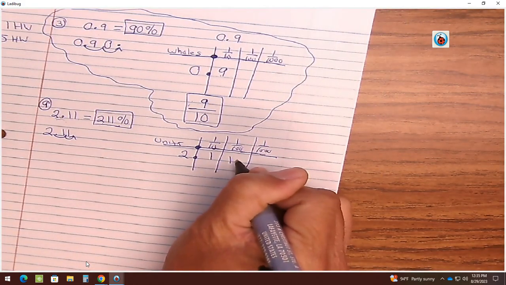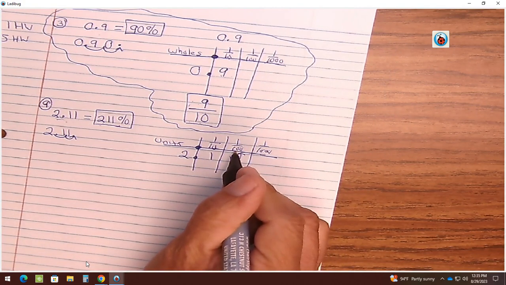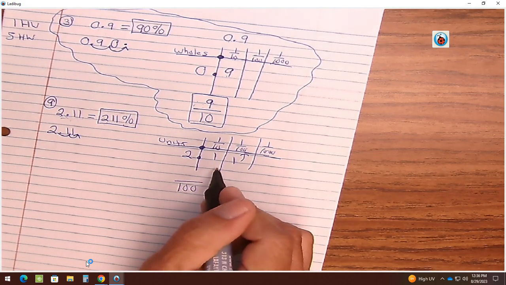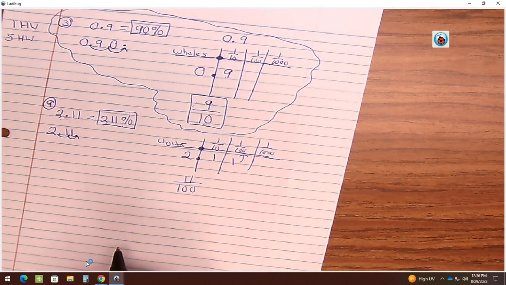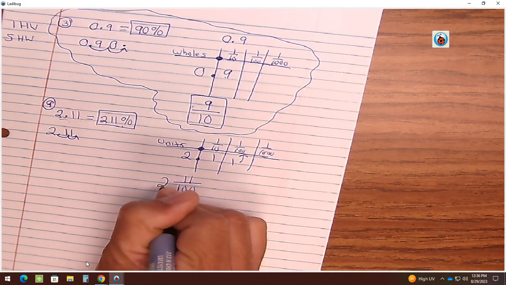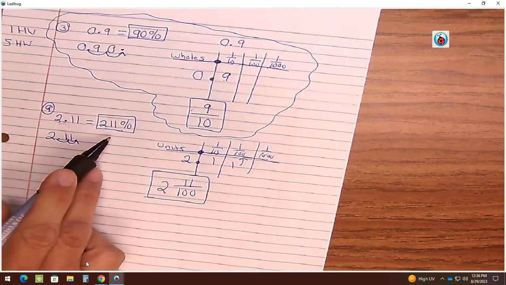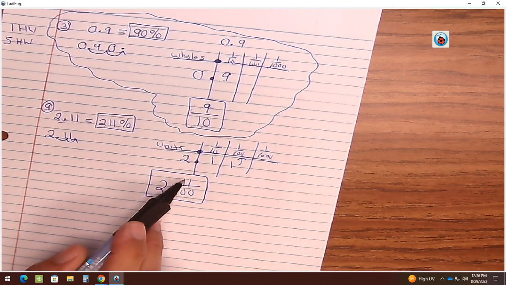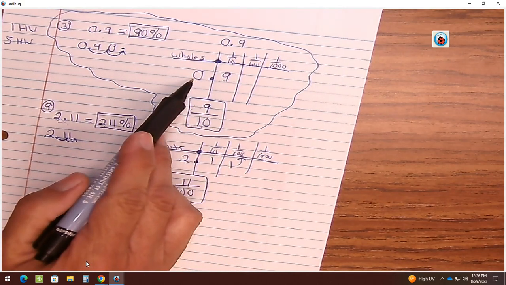Now since the 11 stopped in the 100, se terminó aquí en el centésimos. Vamos a poner rápido abajo 100. El número es 11, so arriba va 11. Now, since these two are units, they're whole numbers, esos van enfrente. And there's your fraction. So there's your percent, 211%, and here's your mixed number, basically. 2 and 11/100. Y es todo lo que haces. Lo mismo que aquí, pero ahora sí había enteros.